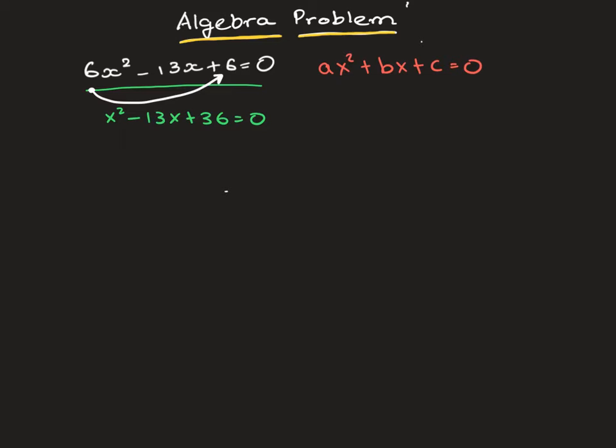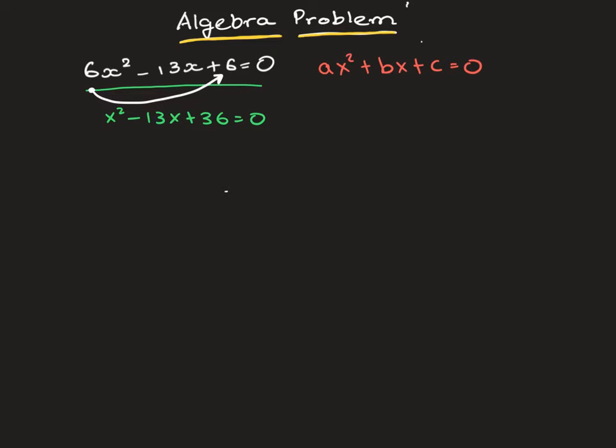So that's our new equation. The reason we're doing this new equation is to find our two values, which can be split apart, negative 13x. So now we have to find two numbers that can multiply to 36 and add to negative 13. So you have negative 36 and negative 1. That doesn't work.